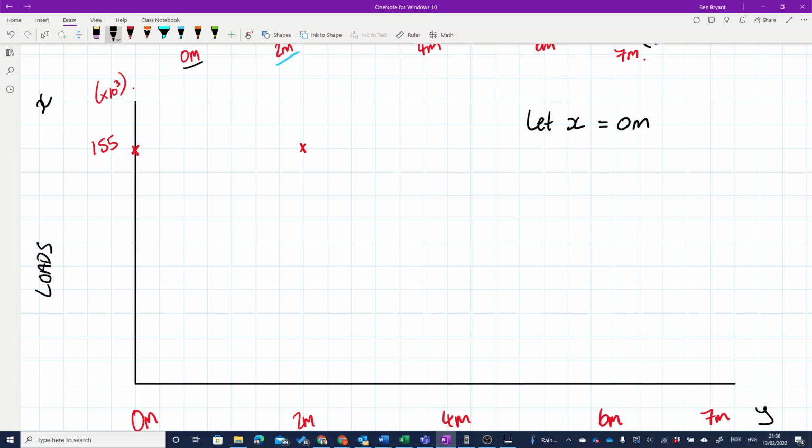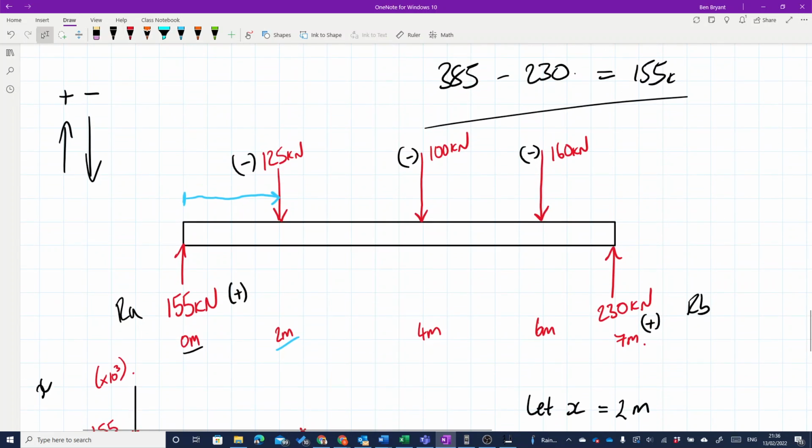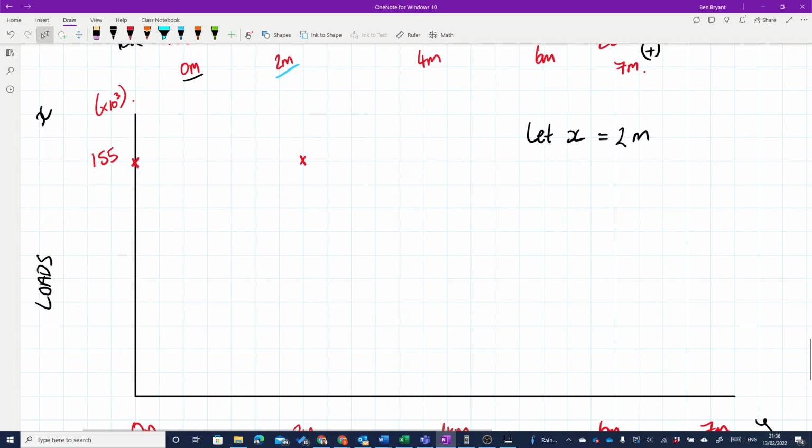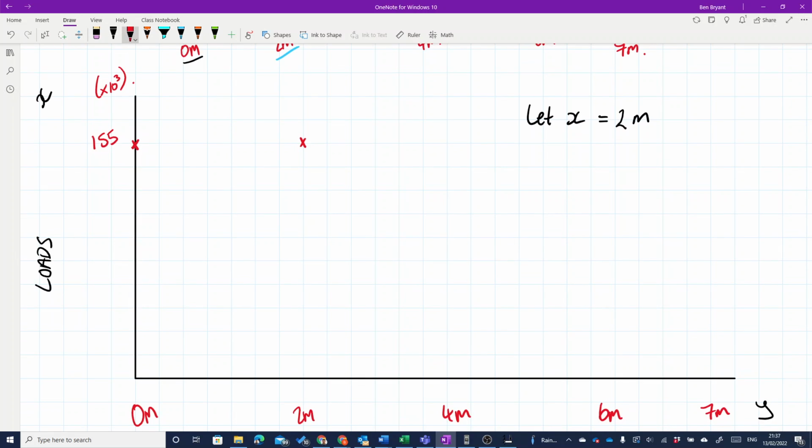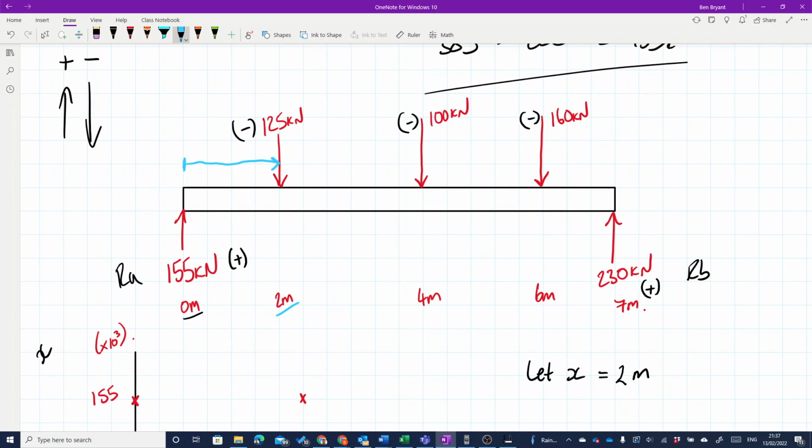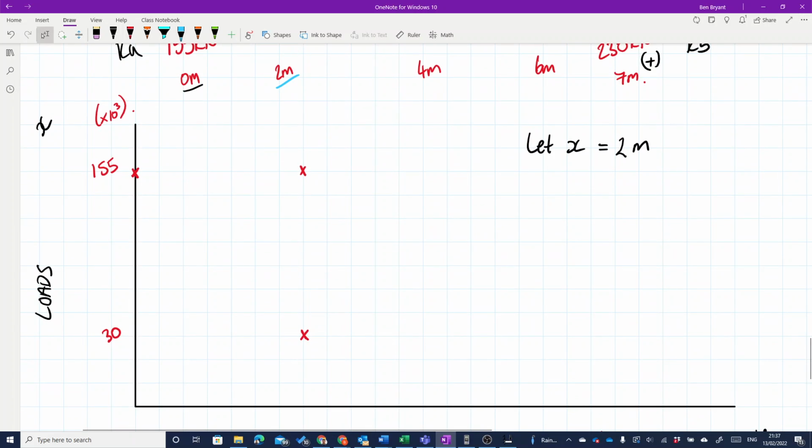Now I'm going to repeat the same thing. If I now let x equal 2 meters, we're going to work out what's going on. At 2 meters, obviously we go down minus 125. So 155, that's going to send me all the way down to 30. Well, not about, it is 30. So put that as 30 there. And again, looking at it now, between 2 and 4 nothing happens until we hit the 4 mark. So I'm going to keep that duration all the way to 4.